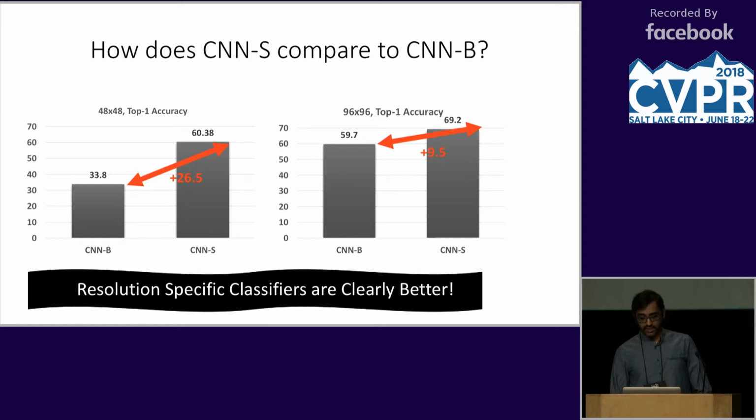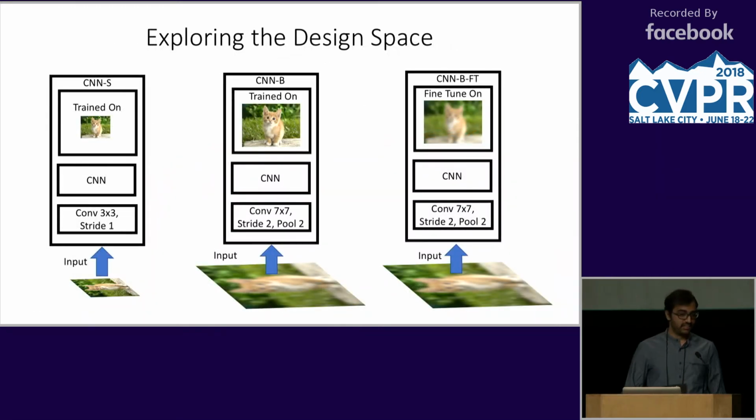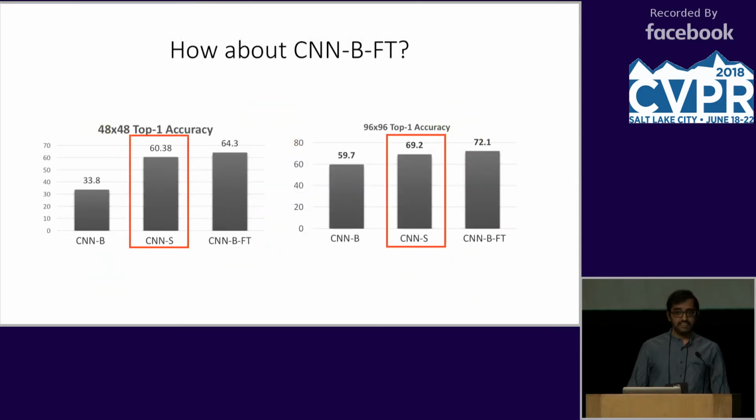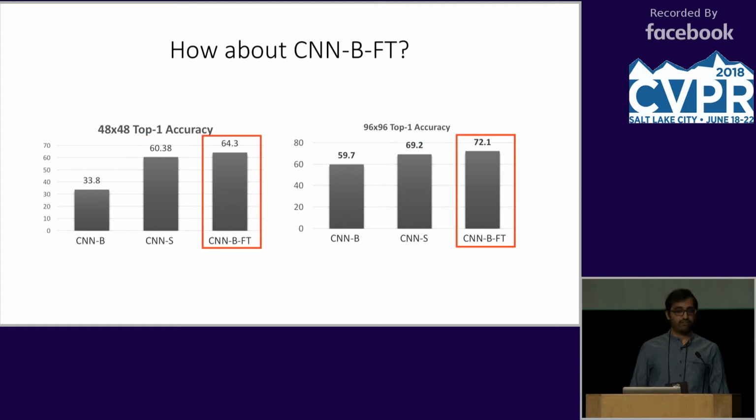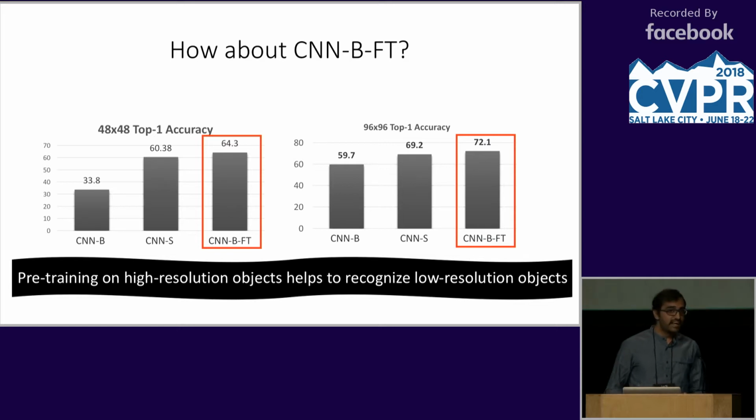Now let us explore the other option of resampling images. So this is what we do. We have our previous network which was trained on high resolution images, which is CNNB. And then we fine tune it on upsampled low resolution images. And we call this network CNNBFT. Okay, so as we can see in this slide, CNNBFT performs much better than CNNS. So what does this tell us? It tells us that pre-training on high resolution images actually helps us to classify these low resolution objects.